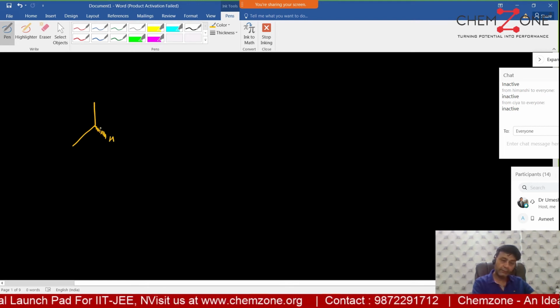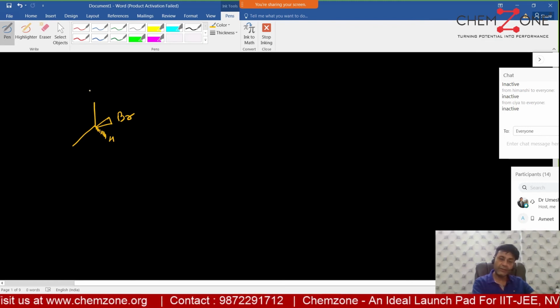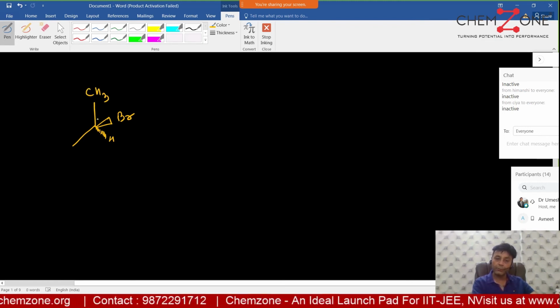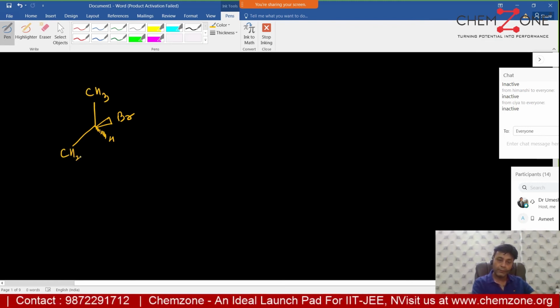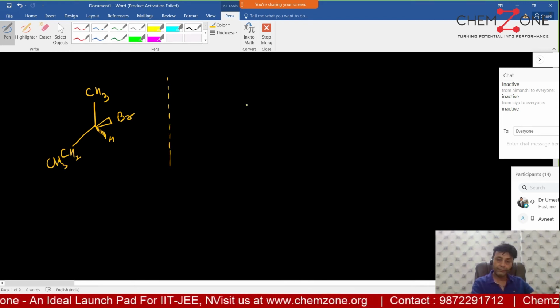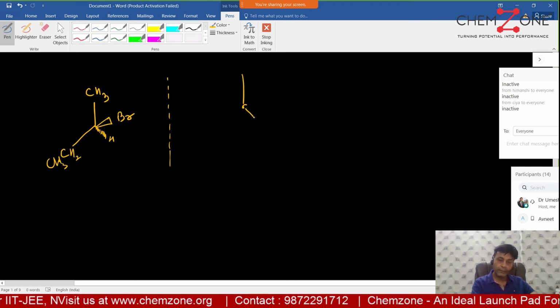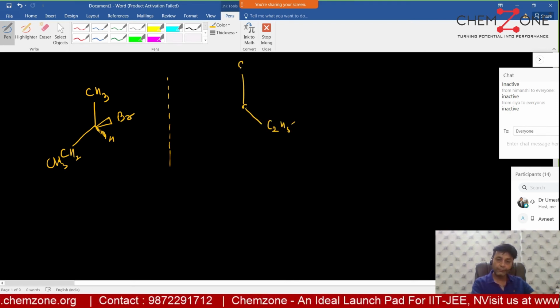Hydrogen, this is towards the observer. अब representation की बात कर रहे हैं हम. How to represent the molecule? CH2 CH3. I can now make the mirror image. Now the ethyl goes this side, methyl this side.